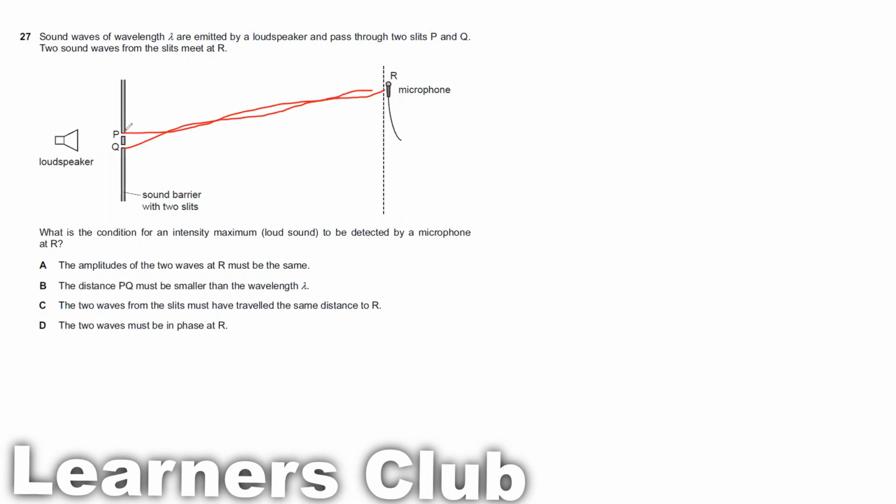Sorry about my diagram, it will be a straight line. What is the condition for an intensity maximum to be detected by a microphone at R? So intensity maximum is taking place at this R. That means there is a constructive interference.